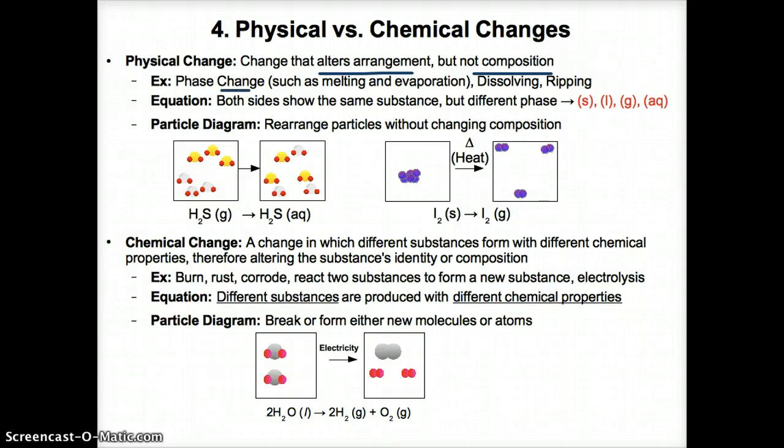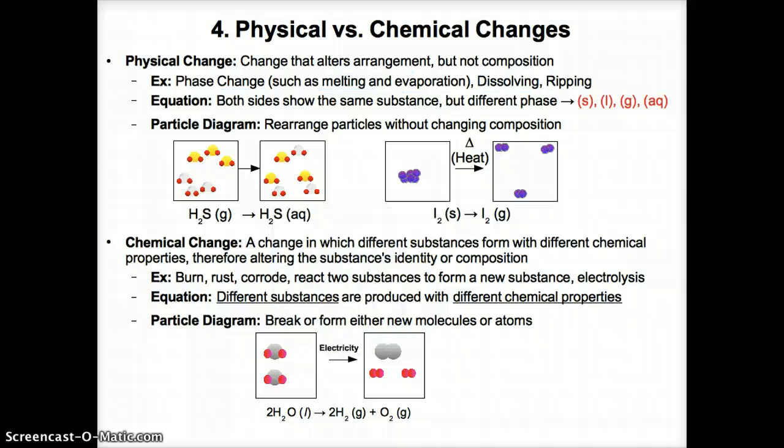Examples include phase changes like melting and evaporation. So with melting, when you melt an ice cube, for example, to form liquid water, you don't change the fact that you have water. The particles are just rearranged in space further apart in changing from a solid to a liquid. Evaporation, the particles again are just spaced further apart in changing liquid water to form steam. Dissolving is yet another example of physical change. If you dissolve sodium chloride in water, you simply rearrange the particles physically, but you do not make a new substance. Finally, ripping. If you rip paper, you still have paper, it's just that the particles are rearranged.